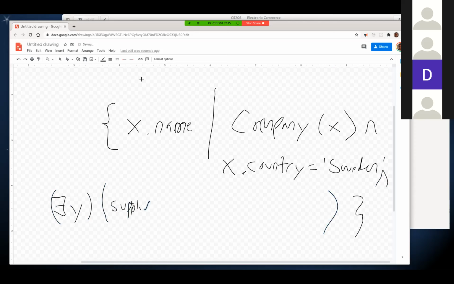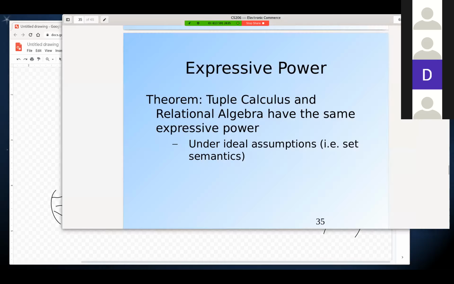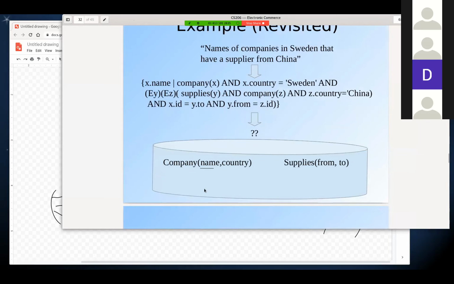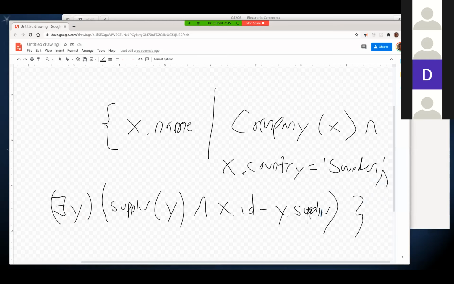The y is a supplies tuple. That's what it is. And x.id equals y dot, or I should maybe say, what did I have in the supplies from, sorry. Okay, so now I do this.